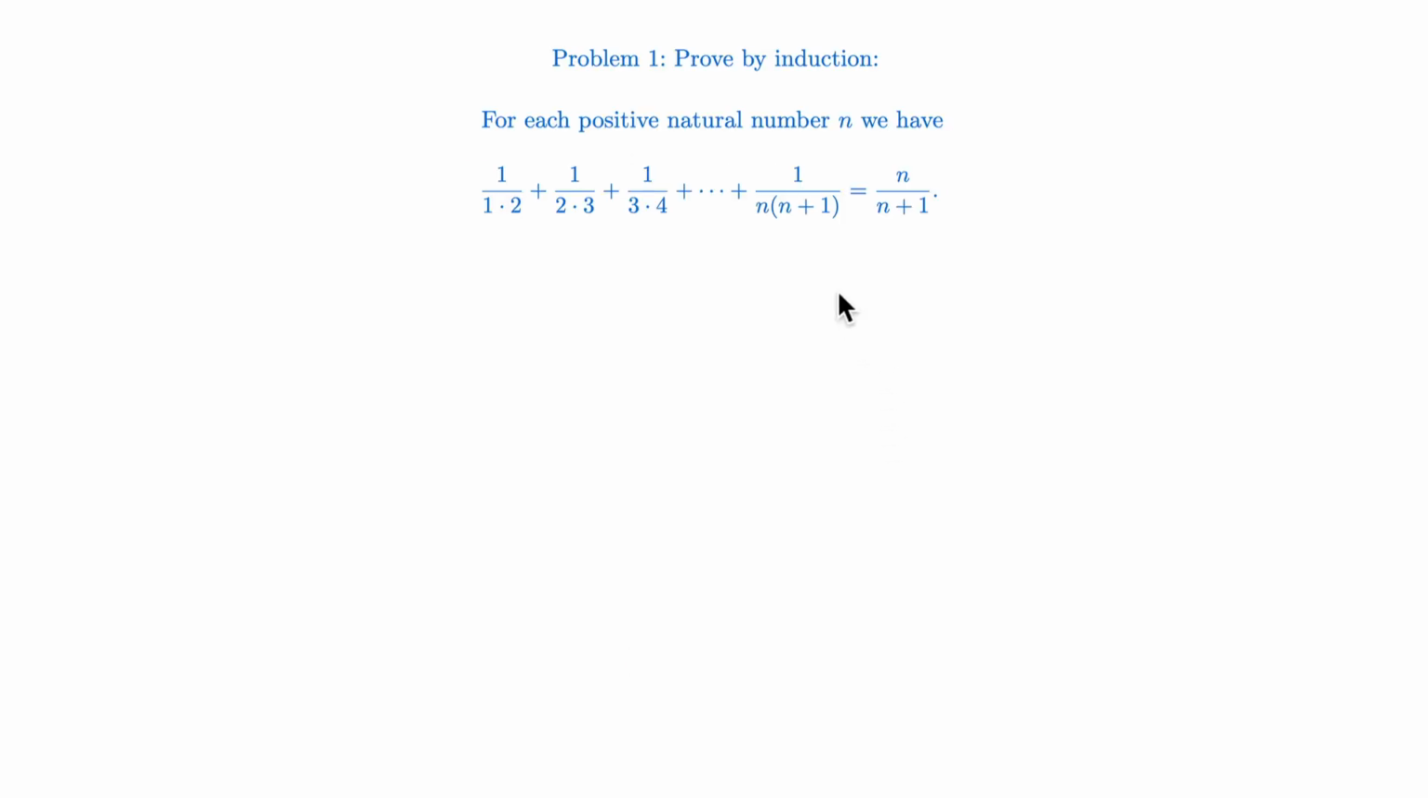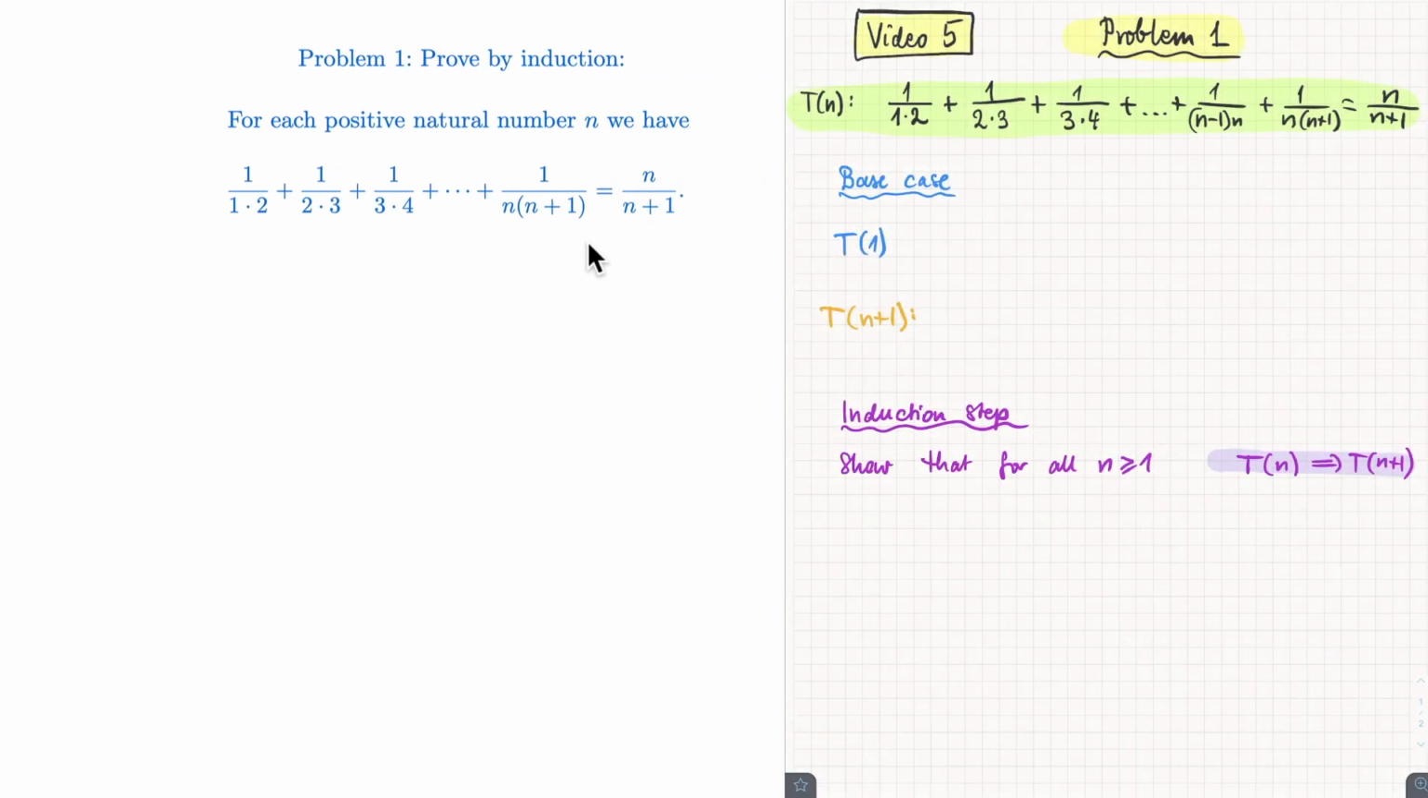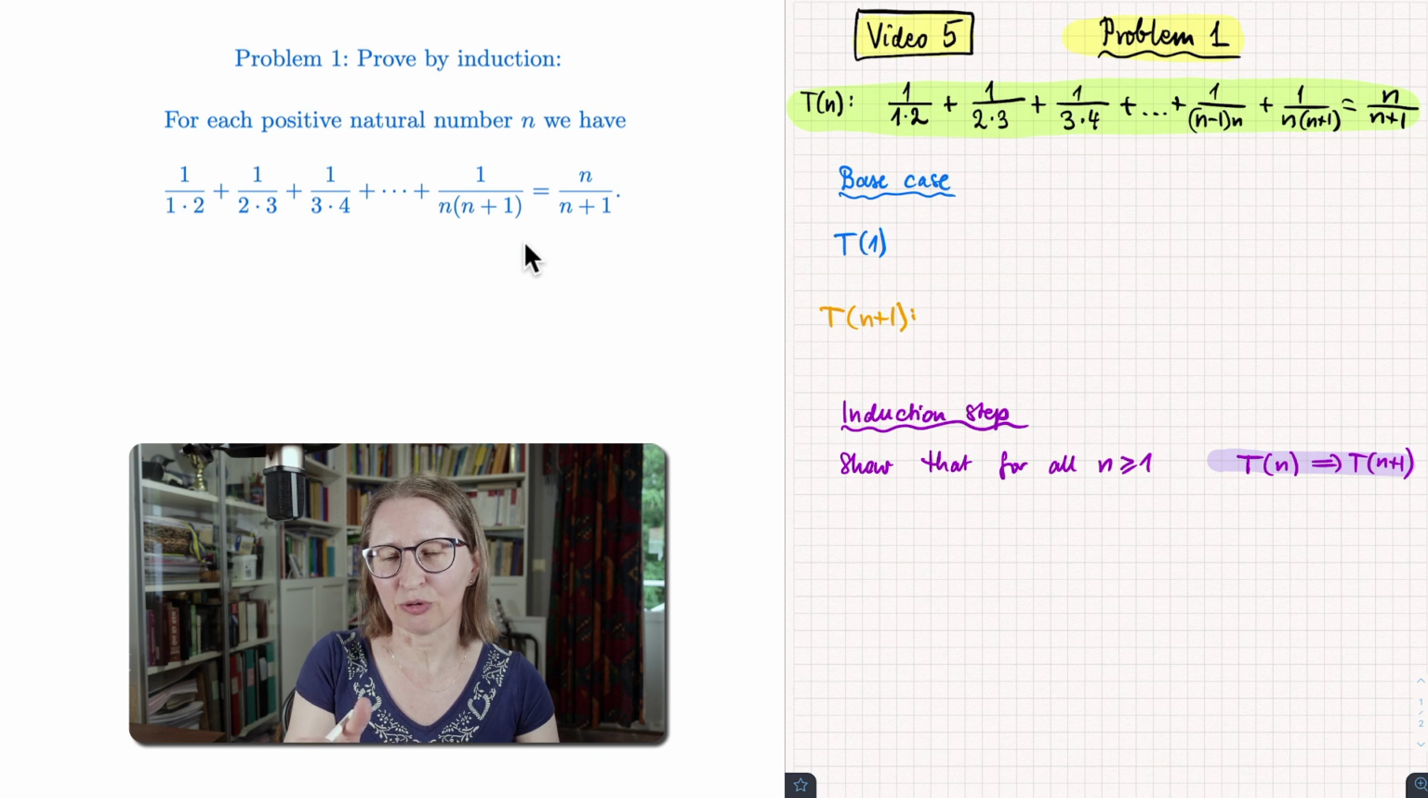And this problem is pretty similar to the one we have had as an example in some of the introductory videos, right? But back then we proved a formula for the sum of 1 plus 2 plus and so on plus n. So the sum of natural numbers starting with 1 and ending with n. And here is just another formula, but the principle of proving is the same.